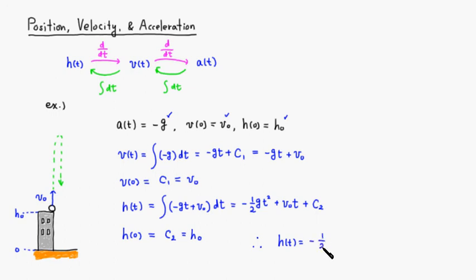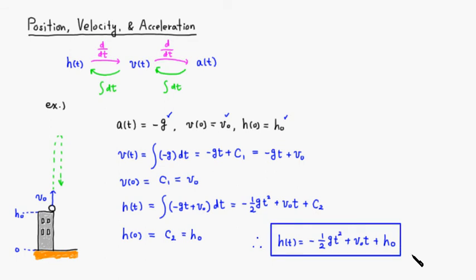negative 1/2 g times t squared plus v0 t plus h0, since we just found that c2 is h0. Right? So this is the height function, and you probably remember seeing this function somewhere in the physics textbook or somewhere. All right? That's it. I hope that this was clear.